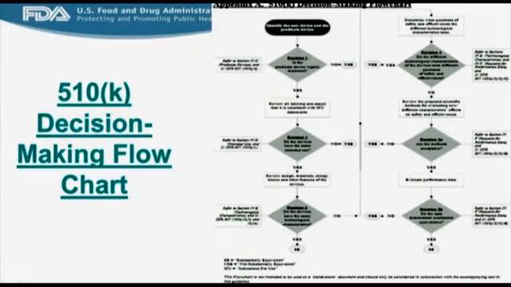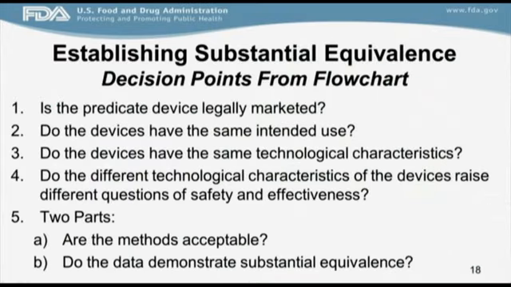So the 510K decision-making flowchart. I don't expect you to be able to read this flowchart right now. We'll go over the decision points at the next slide. But take your attention to Appendix A of that 510K guidance document that I referred to on the previous slide. This decision-making flowchart is what you should be referring to when you're demonstrating your substantial equivalence. So let's go through each of those decision points. This is what the pre-market reviewers are going to be looking at when they look at your 510K submission to make sure that you're following through the flowchart and demonstrating substantial equivalence.